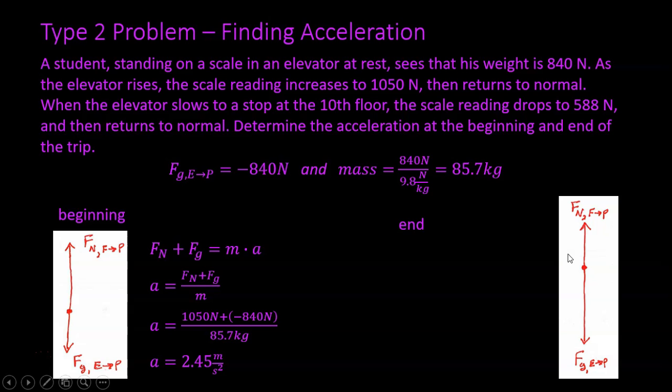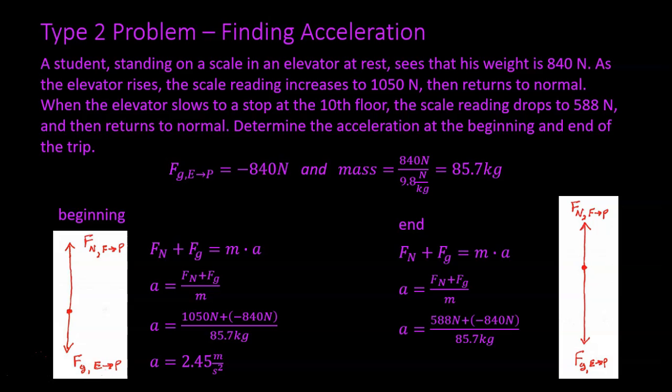Now, to look at the end of the ride, we draw the force diagram. This time the normal force is smaller than the gravity force. We follow the same process we did before, only this time our normal force is not 1050. We see from the problem that the normal force at the end of the ride is 588 newtons. We add that to the force of gravity, negative 840 newtons, divided by the passenger's mass, and we find that the acceleration as we come to the end of the ride is 2.94 meters per second squared in the negative direction.